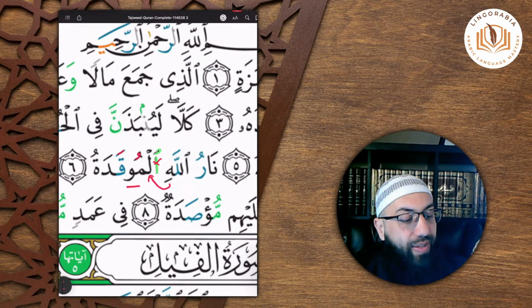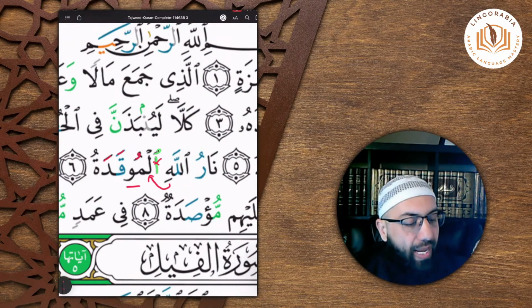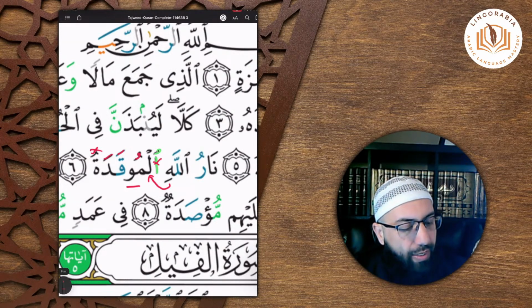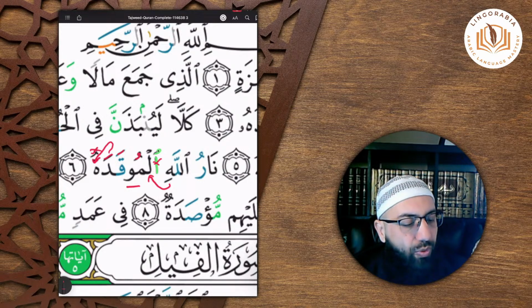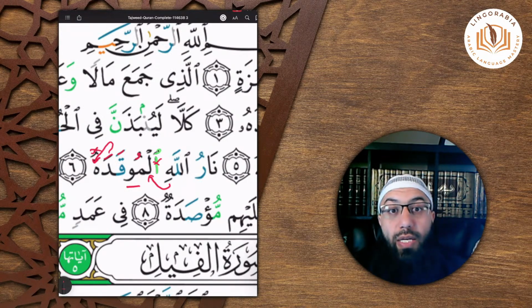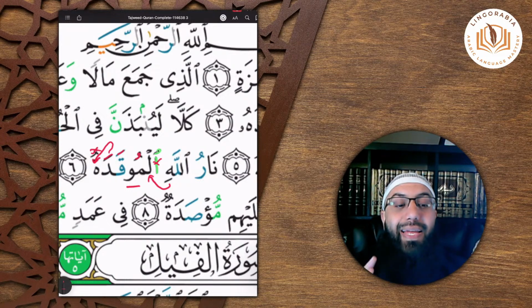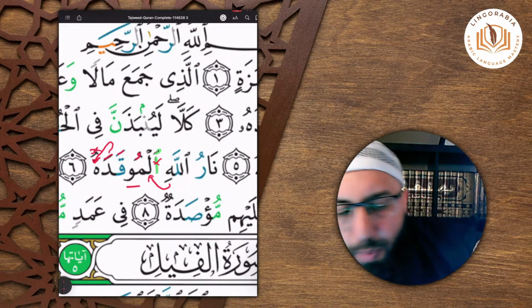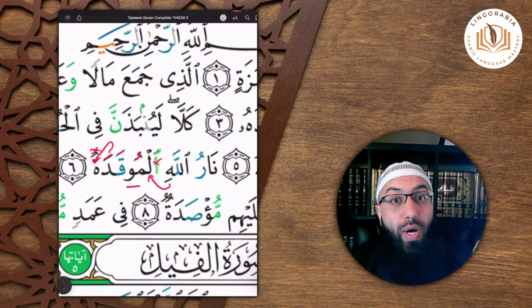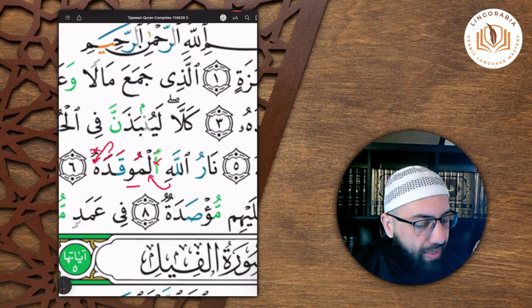And then the qaf with the fatha, qa, the dal with the fatha, da. And then you have a ta marbuta. You drop the case ending, because you make it non-voweled, since it's the last letter, or the last word. And you go from the dal to the ta marbuta, and you change it to a ha, because when it is non-voweled, we pronounce the ta marbuta as a ha. So you say muqadah, narullahil muqadah. That's how you pronounce it, narullahil muqadah. This is the second ayah of today.